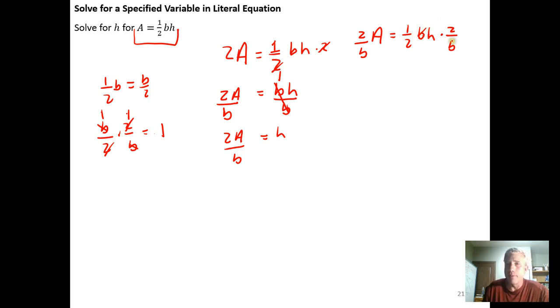And the b divided by b would give us 1. The 2 divided by 2 would give us 1, and we would get 1 times h times 1 is just h. And we would have 2 times a all over the b. So we could have gotten it in one step instead of two. I think when I look at student work, it's more common for them to take this intermediate step.